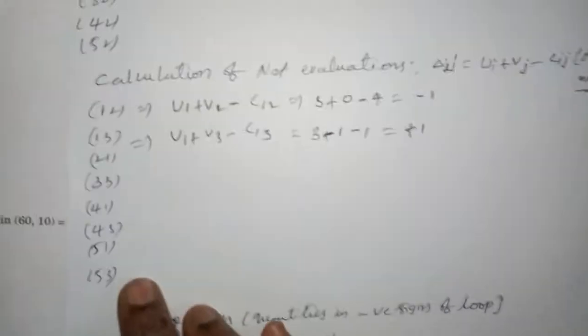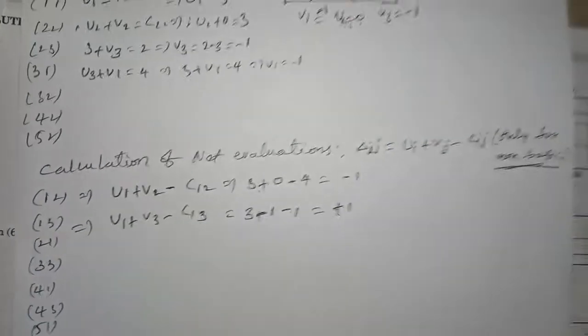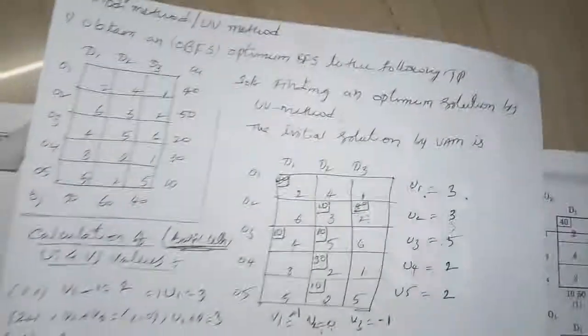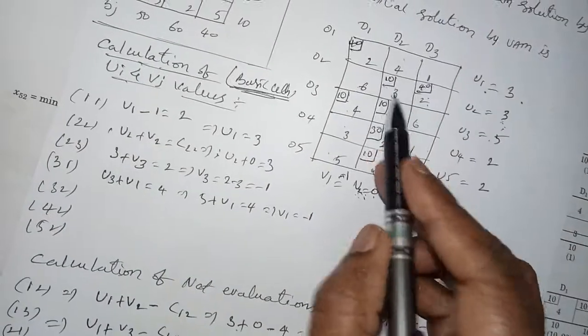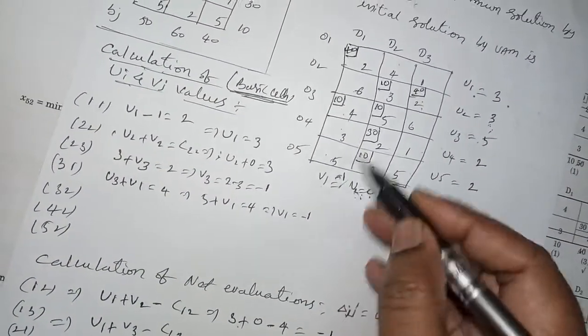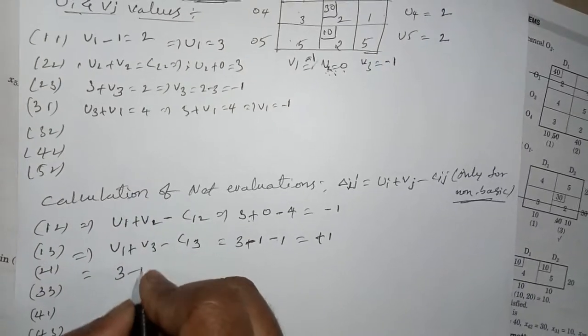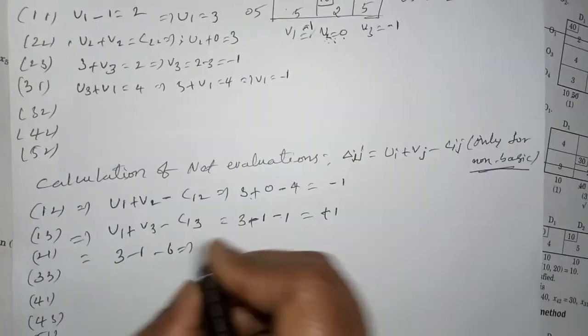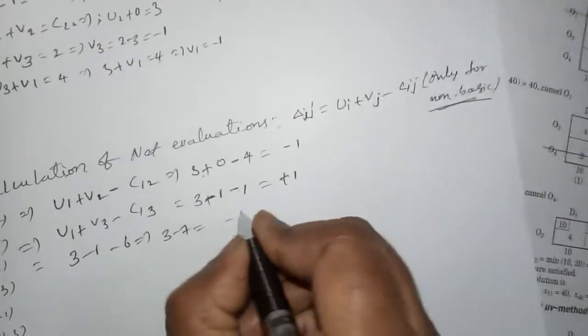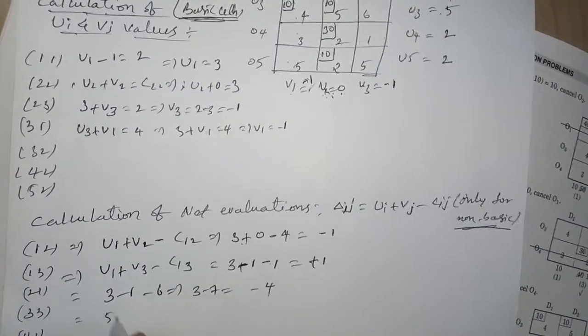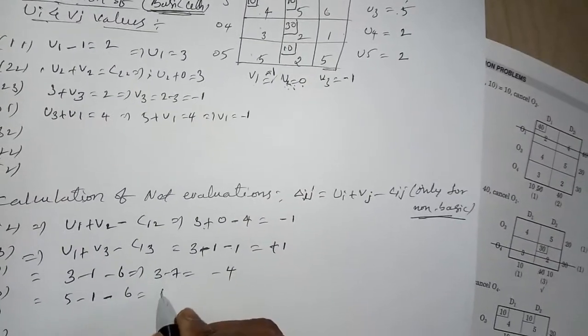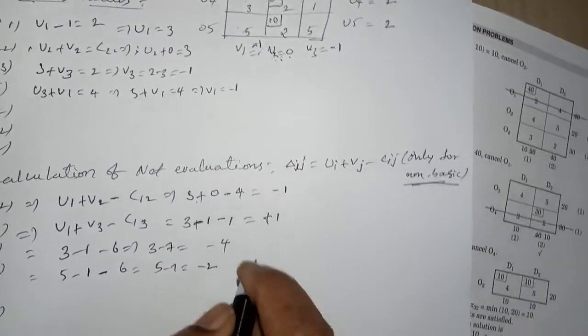So in that way you have to calculate, but from the next cells onwards, I am directly writing. U2 is 3, the corresponding value is minus 1. 3 minus 1 minus 6 equals 3 minus 7 equals minus 4. Then 3,3: 5, minus 1, minus 6. 5 minus 7 is minus 2.